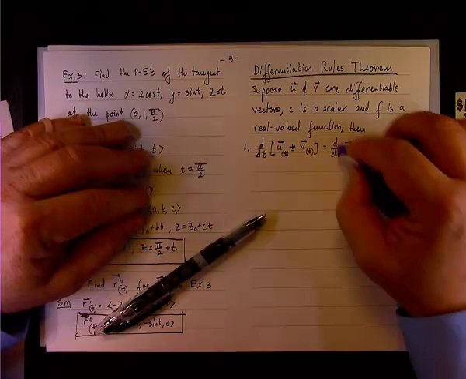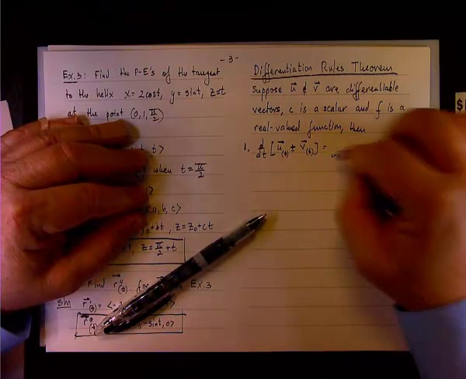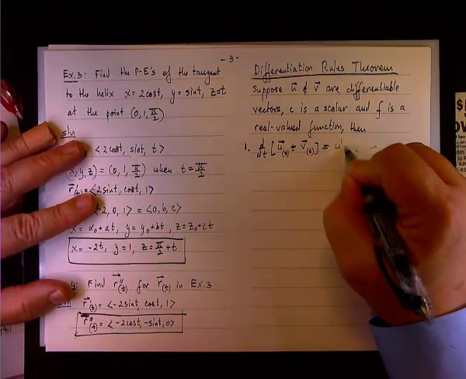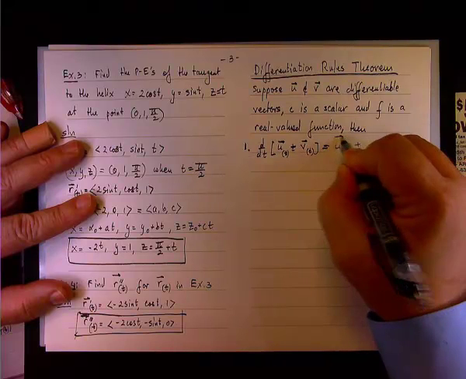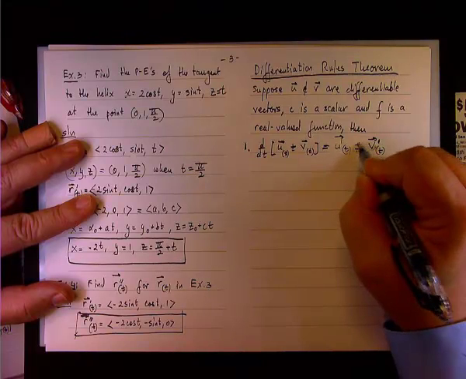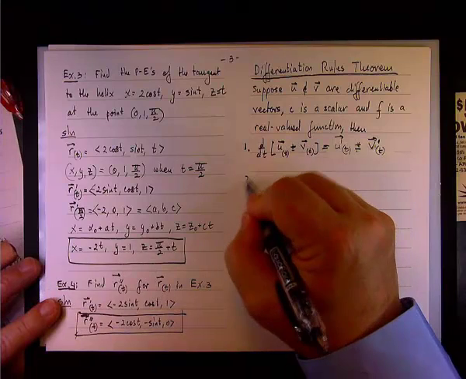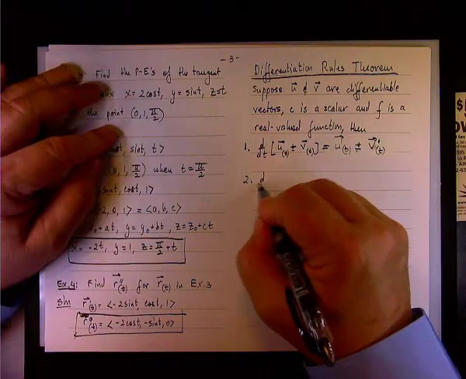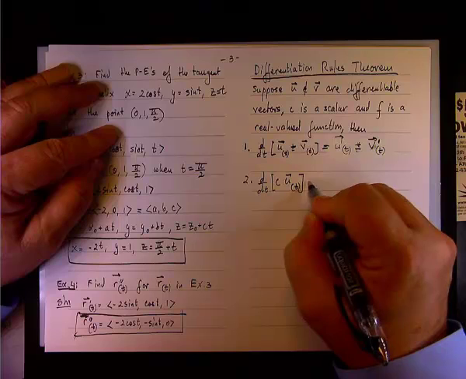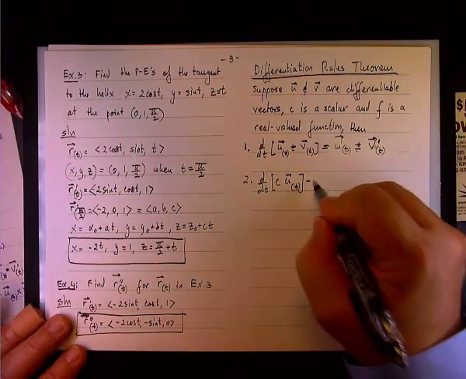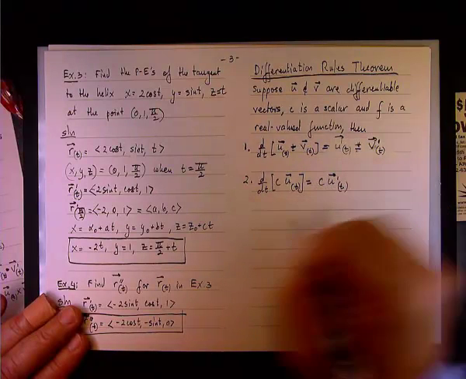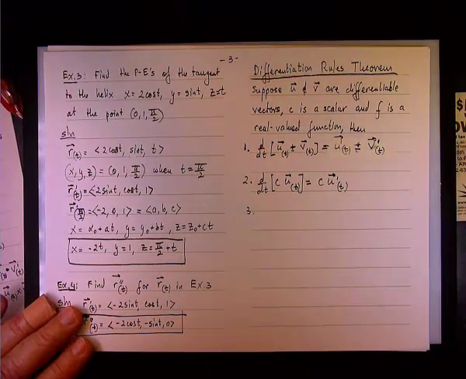Let me change the notation just here. Write it simply as u prime plus or minus v prime. It's an obvious property or rule. What happens if we take the derivative of a constant multiplied by a vector? Well, the same as with single variable or real valued, it will be c, the constant, times the derivative of the vector.